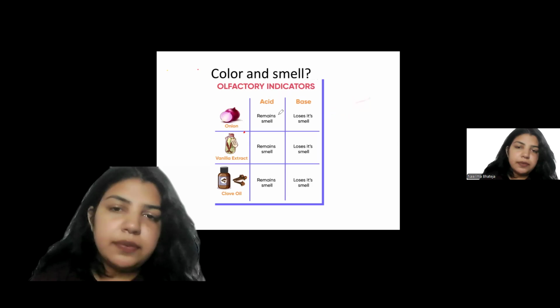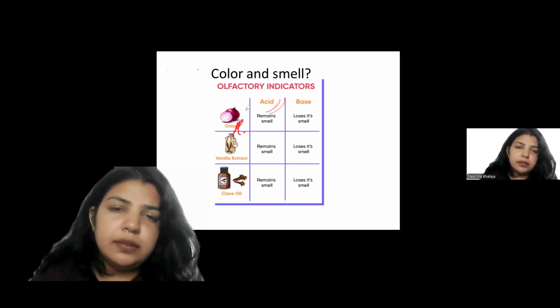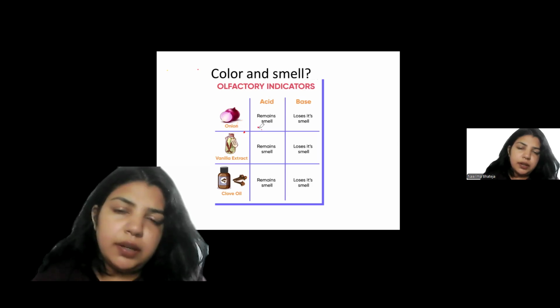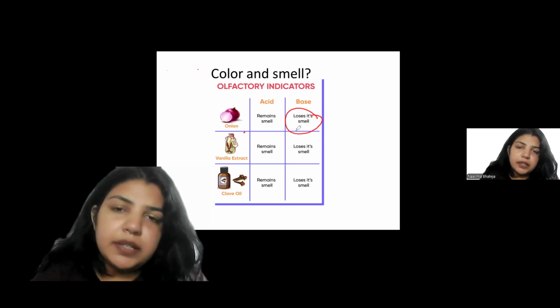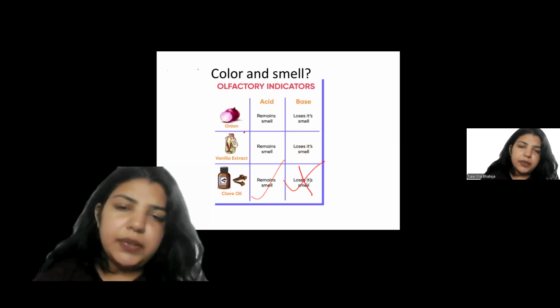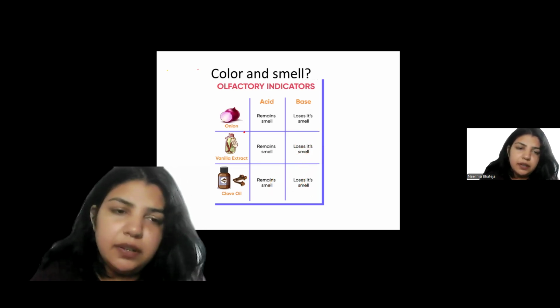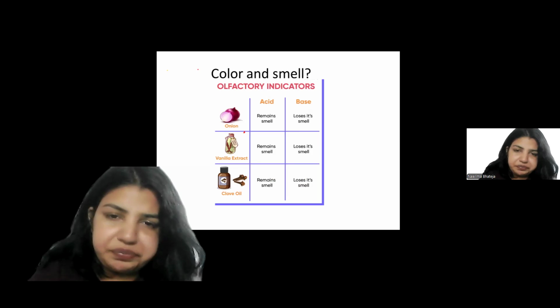If we place some kind of acid on an onion solution, it will remain, yes, it will retain its smell, and in a base it will lose its smell. With vanilla also, it will retain the smell in acid and lose the smell in base. Same with clove oil. In acid it will remain, and in base it will lose the smell.